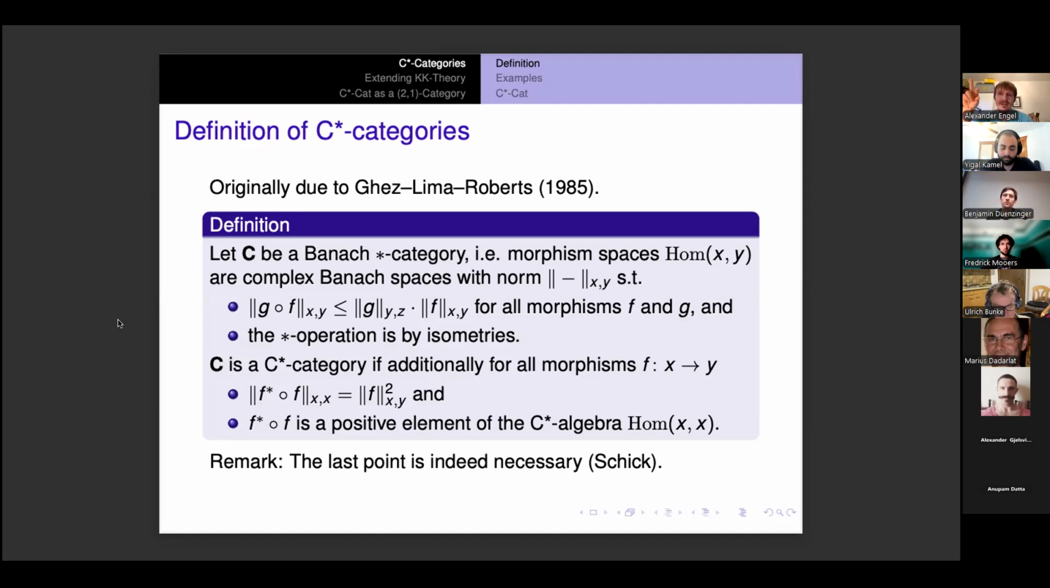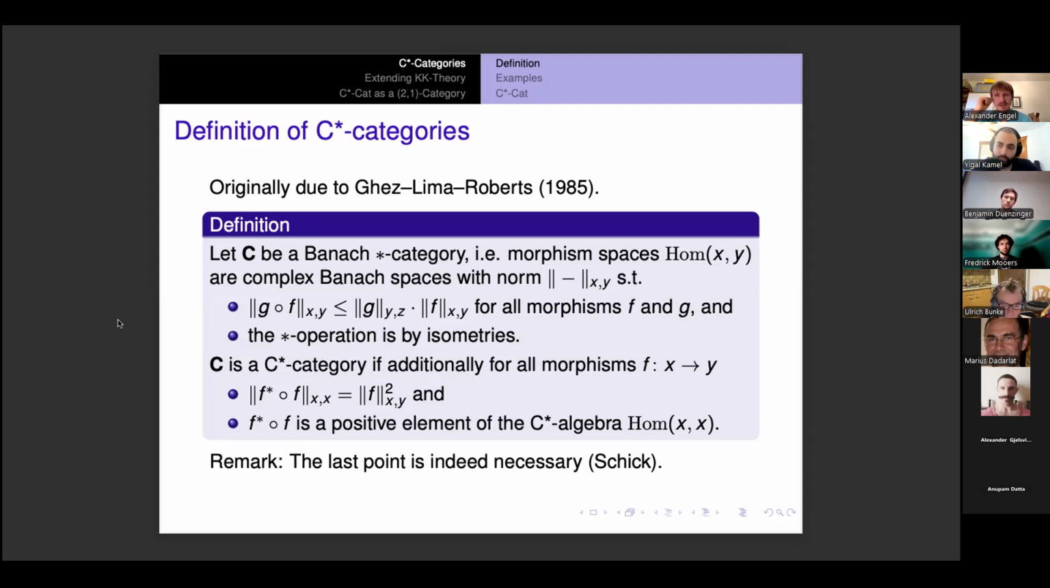And in C-star algebras, you can prove that elements of the form x star x are always positive elements, so have positive spectrum. But the problem with C-star categories is that this property does not follow automatically from the first 3 points. So in a C-star category, you have to add this as an additional requirement, as a fourth axiom, that F star composed with F is a positive element.